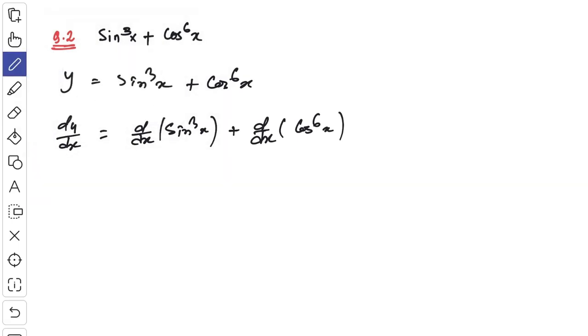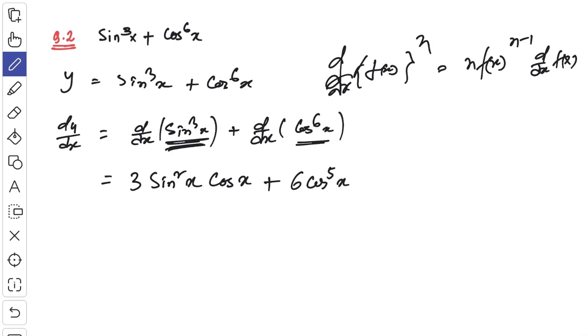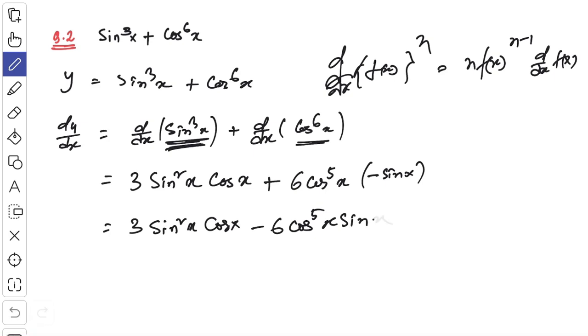So then what will you get? If you assume this one as f(x) to the power n, then what will you get? 3 sin²x. Again, the derivative of sin x is cos x. Then similarly here also, consider this one as again f(x) whole to the power n. Then if you differentiate it, what will you get? n f(x) to the power n minus 1, then the derivative of f(x), isn't it? So 6 cos⁵x, and the derivative of cos x is −sin x. So here we will get minus sin x. So our result will be 3 sin²x cos x − 6 cos⁵x sin x, isn't it? So this is the answer.